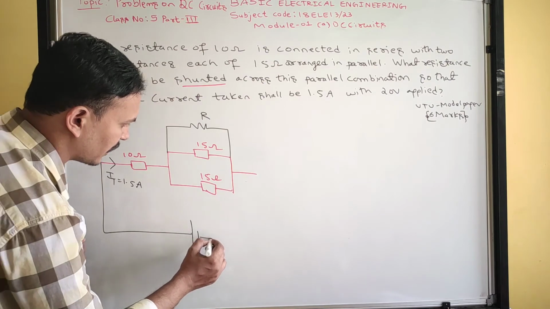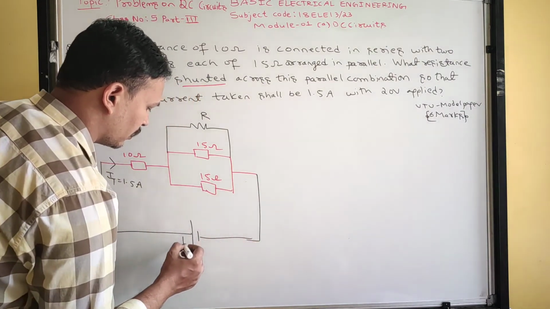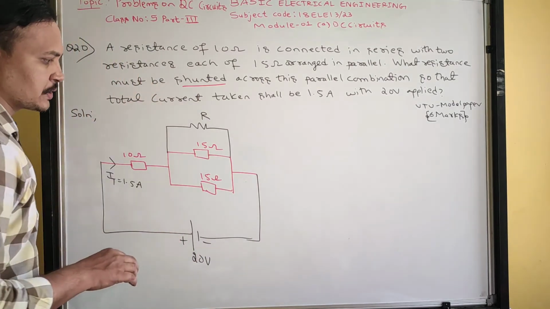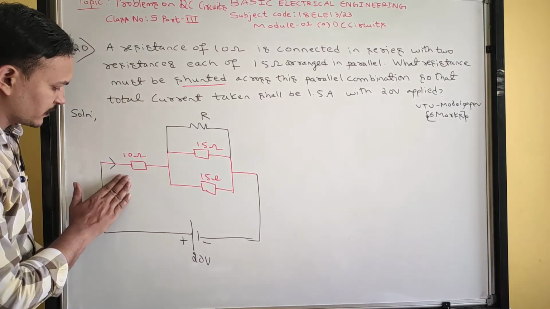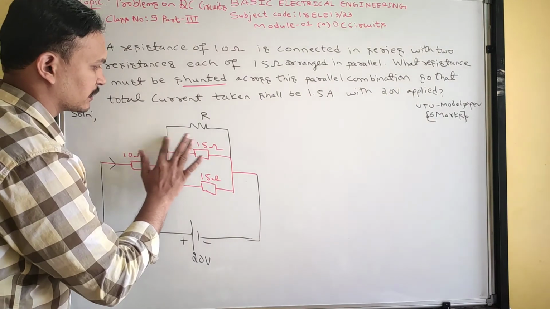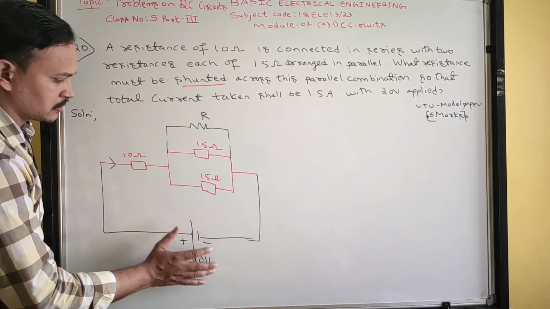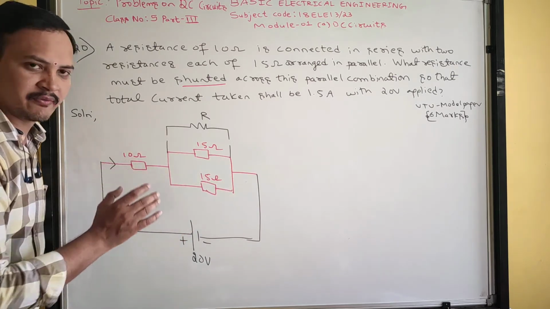Now what is the voltage applied? 20 volt. Okay, understood now question? See, now this is not there and this is also not there. Assume like this. Now this is the circuit. Voltage also not given. So with this voltage, with all the resistance, you can easily find current.